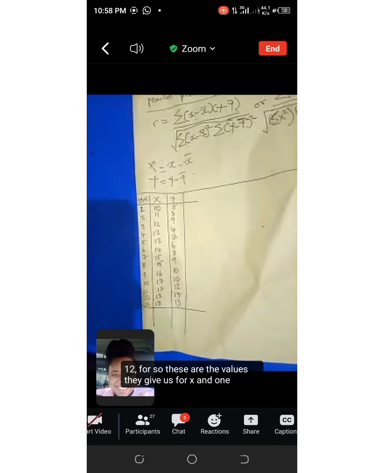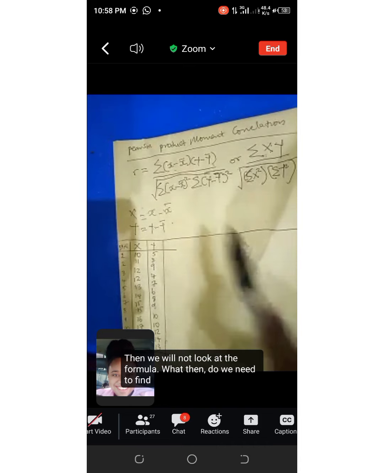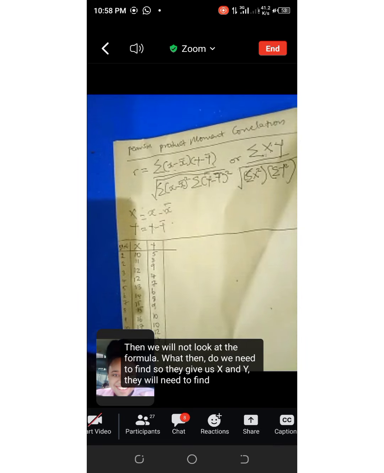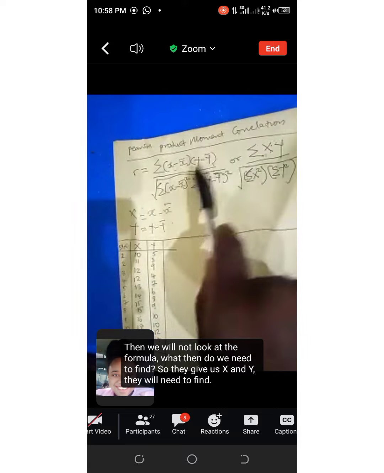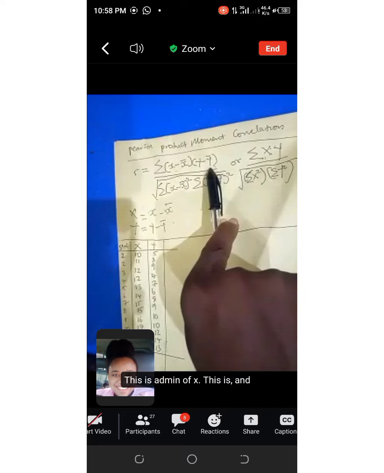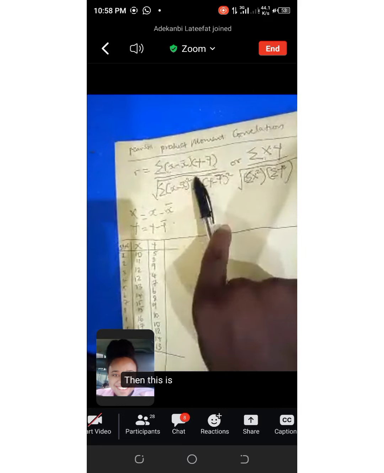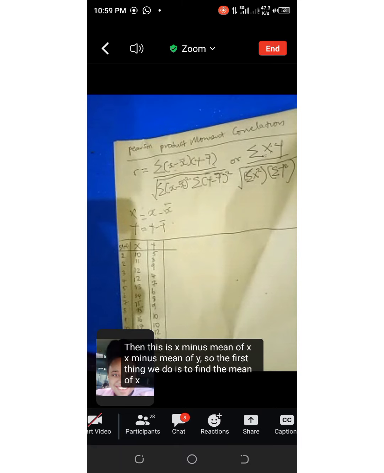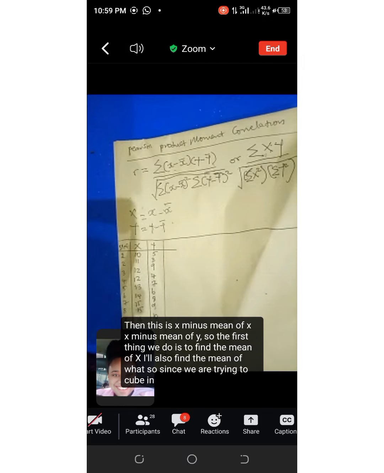Then the formula, what then do we need to find? So they give us x and y. Then we need to find this, the mean of x, and this, the mean of y. Then this is x minus mean of x, y minus mean of y. So the first thing we do is to find the mean of x and also the mean of y. Since we are trying to kill many birds with one stone, let's look at how to get the mean. Then we'll proceed.